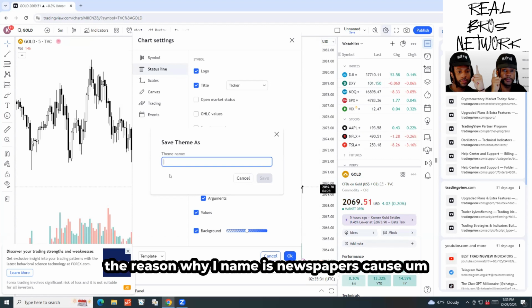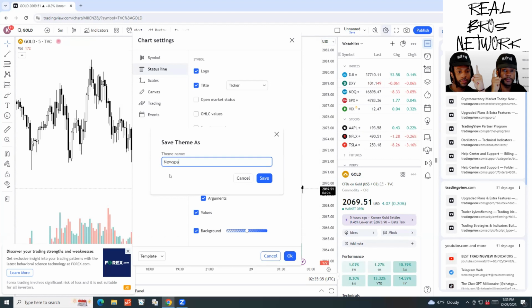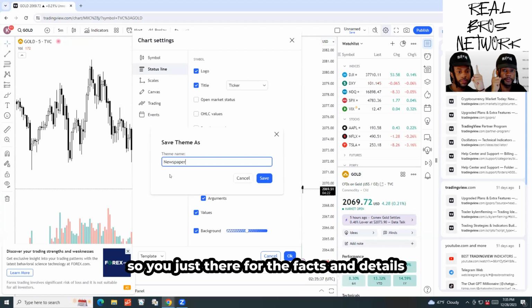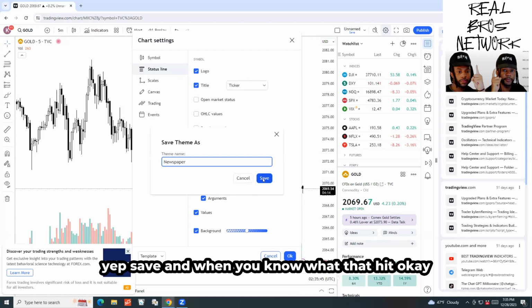The reason why I name it newspaper is because you want to keep your charts as standard and bland as a newspaper. So you're just there for the facts and details. There's no green and red, so it's just newspaper. Okay, save, obviously. And when you're done with that, hit OK.